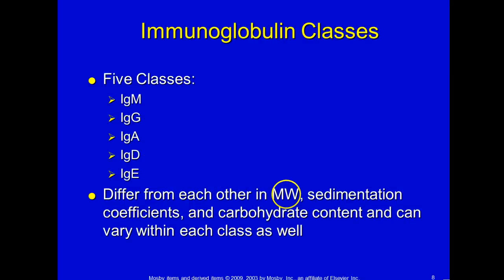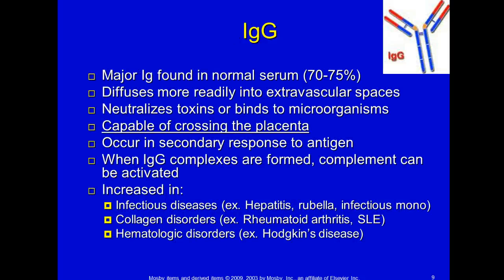We have 5 different classes of immunoglobulins: IgM, IgG, IgA, IgD, and IgE. They differ from each other in a number of ways, such as molecular weight, their sedimentation coefficients, and their carbohydrate content, and they vary within each class as well. We're going to go through each of these, and you will be responsible for knowing the differences between them.